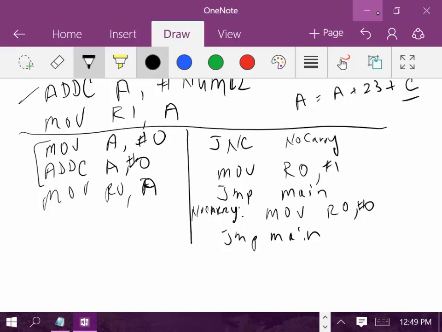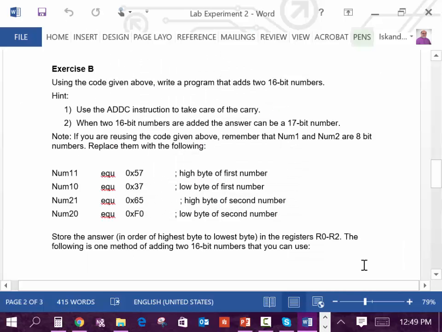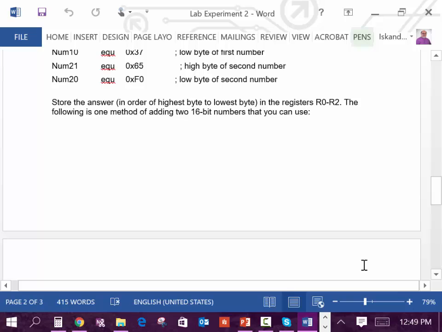I'm not going to write the code today because I don't expect you to get through the third part as well. Next week you'll do the next part. So probably next week I'll sit down and go through how the code would work. But I'm going to explain the third part of this lab today briefly. So as we look at the next part of this lab, exercise B, store the answers in the highest byte in the registers R0 and R2.